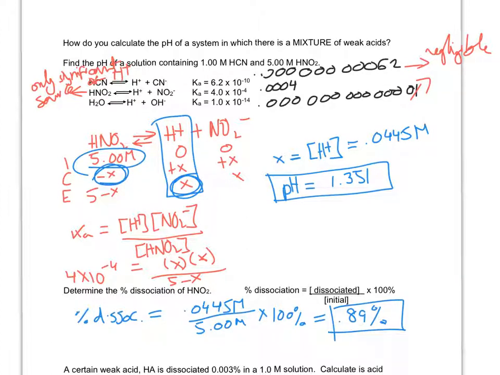That is so small. And yet, it was the strongest by far of those. This is telling you that more than 99% of it stays as molecular HNO2. Less than 1% turns into H+ and NO2-.